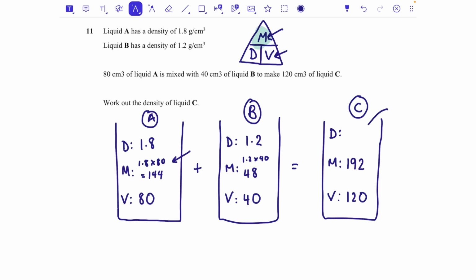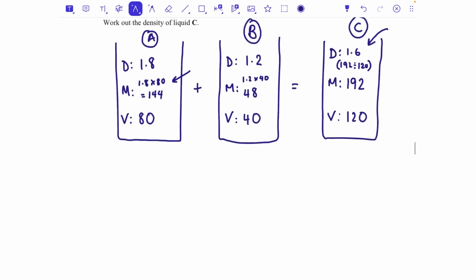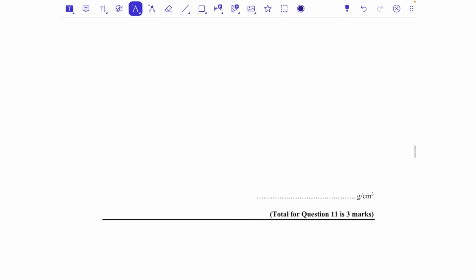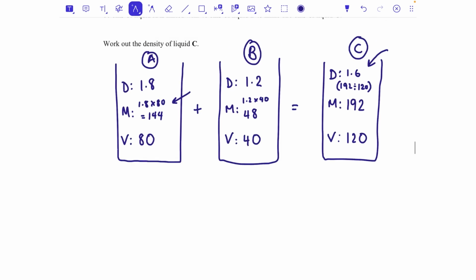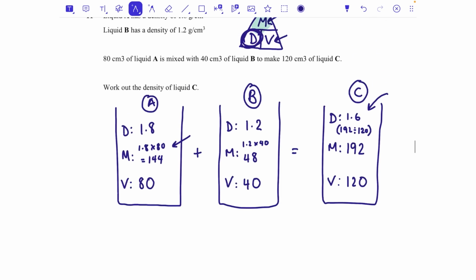And now we can easily work out our density because we have the mass and the volume in total for liquid C. And we know that density, if I cover up density, I need to do mass divided by volume. So that's 192 divided by 120, which is 1.6. The units are there, grams per centimetres cubed, because we did grams divided by centimetres cubed. There we go. 1.6 is your final answer for that one.